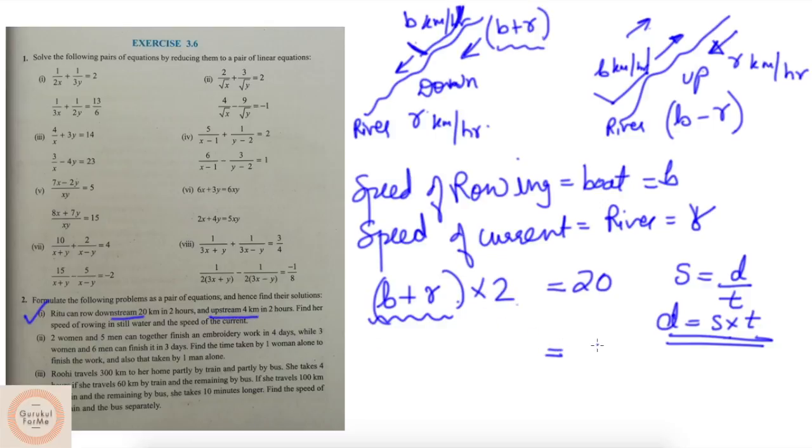Upstream is 4 kilometers. The distance traveled is 4. What is the formula for distance? Speed into time. What is the speed upstream? b minus r. And how many hours does it take? Into 2. Can I solve both the equations and get the answer?